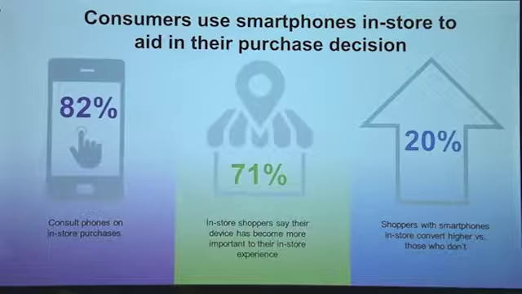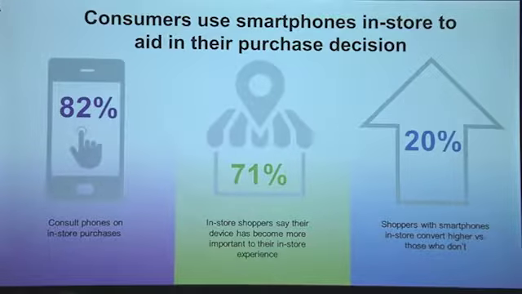The fact that people are able to convert 20% higher when they have their phone with them, that is proof of pudding, right? The proof is in the pudding. When we have our phones in a retail outlet, we will convert 20% higher. Because 71% of in-store shoppers say that their device has become vital to the shopping experience.